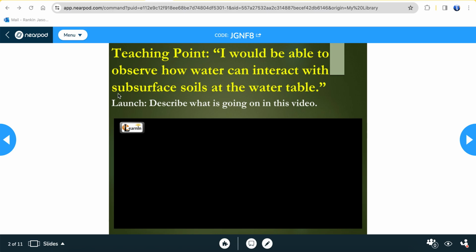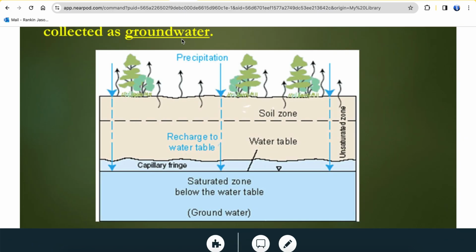Now, the prefix sub means below, right? Subsurface, which means below the surface. We have our soils, and we have the water table. All right, now going back to a previous lesson, one of our first lessons, please take a look at this picture.